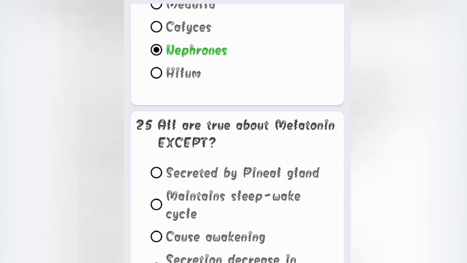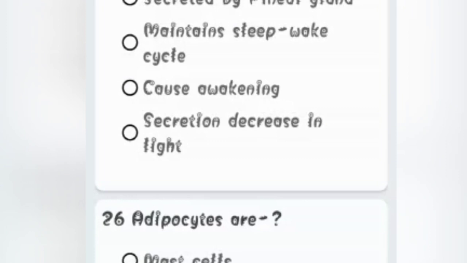Now next question 25. All are true about melatonin except: option A, secreted by pineal gland, option B, maintains sleep-wake cycle, option C, cause awakening, option D, secretion decrease in light. The answer of this question is option C, cause awakening.